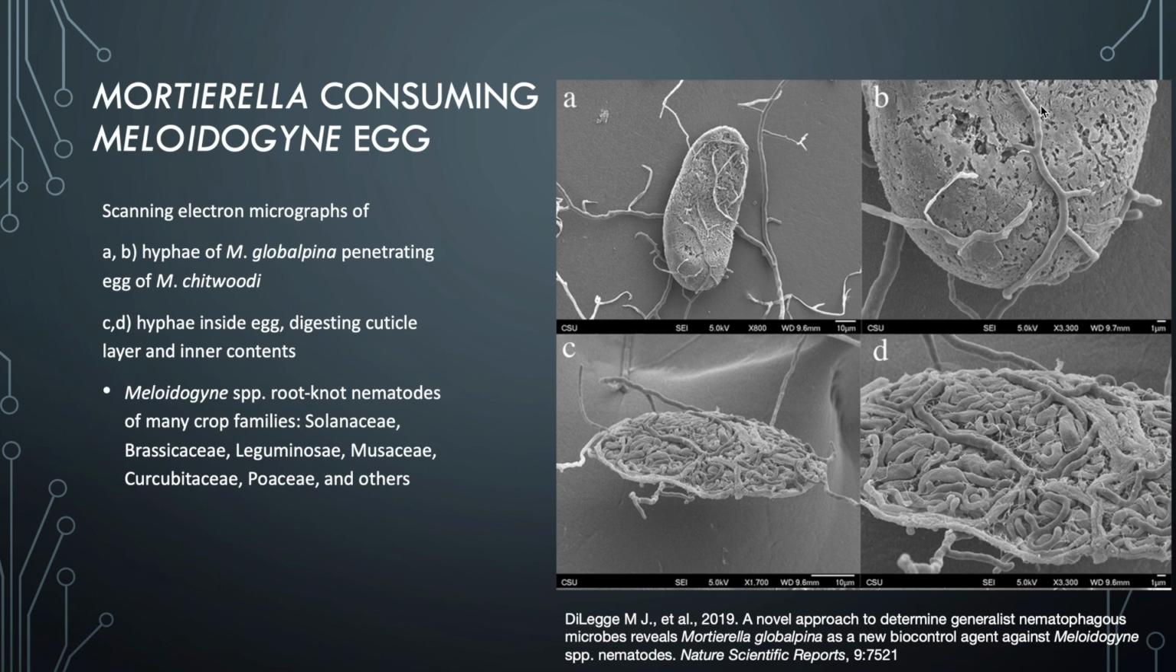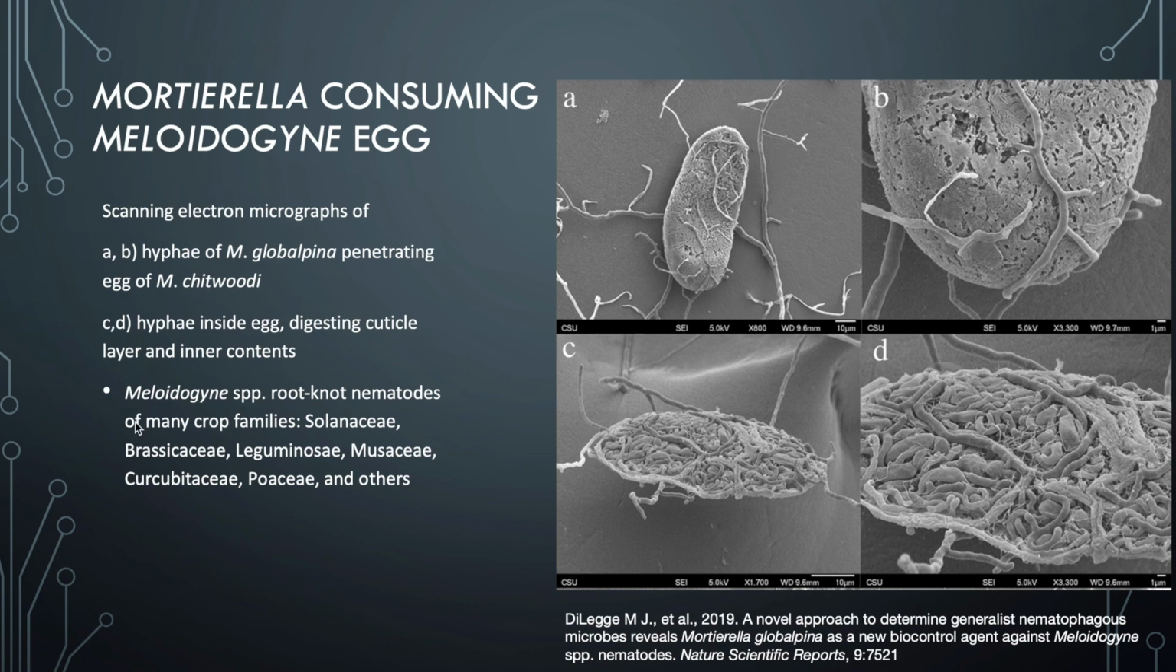And in A and B, the hyphae of Mortierella are penetrating the egg. And you can see the hyphae actually colonizing the egg here. And then in images C and D, you can see how the cuticle or the shell of the egg has basically been devoured, and now the hyphae are moving on to consuming the contents of the egg.